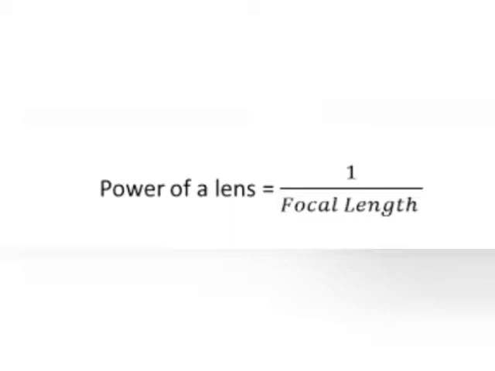The extent to which it is able to converge or diverge the light ray is known as power. In a nutshell, we can say power is the reciprocal of focal length. This is the easiest definition, that power is the reciprocal of the focal length of the lens. But the focal length is supposed to be in meters, because the power that we calculate would be in SI. So the SI unit of power is diopter.